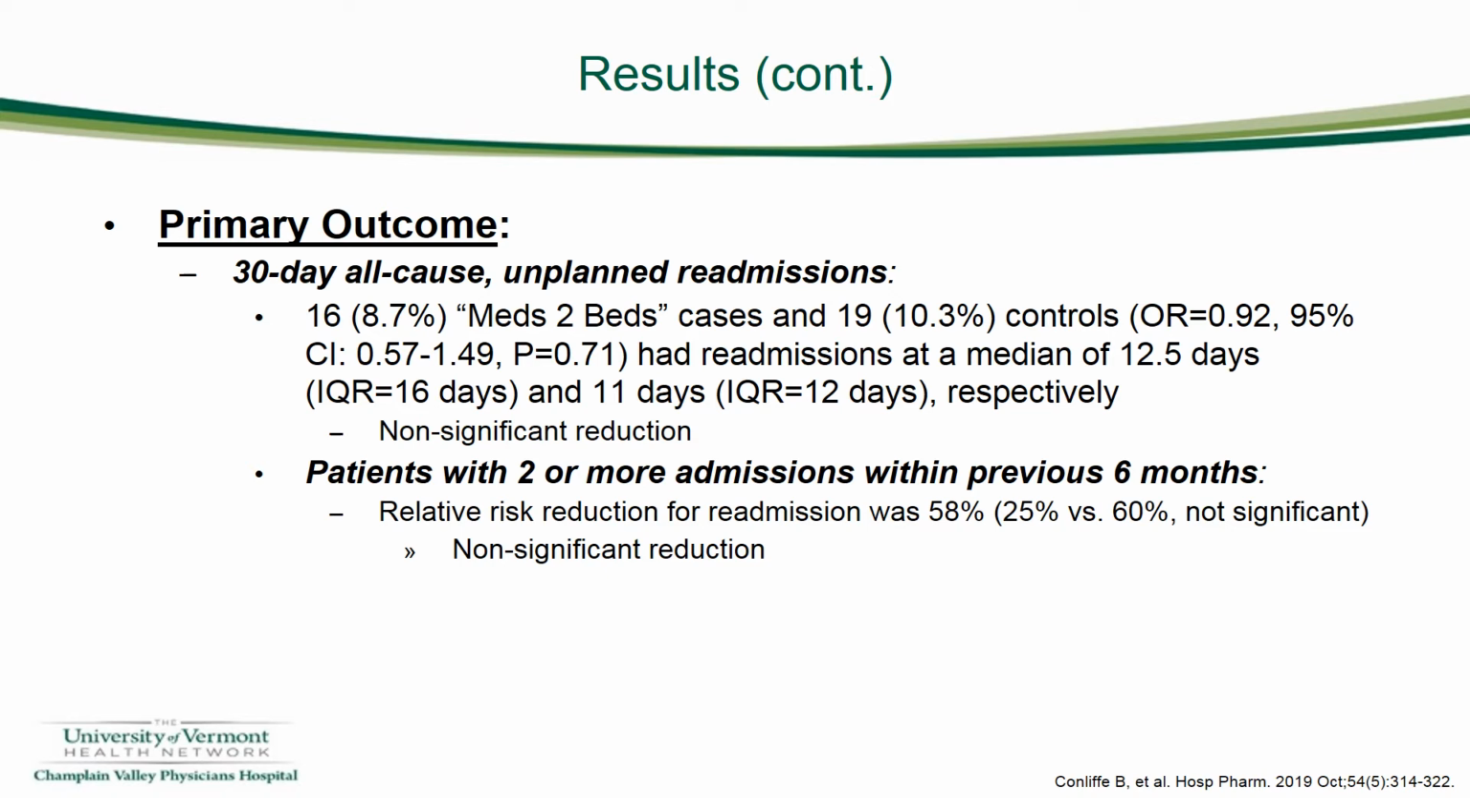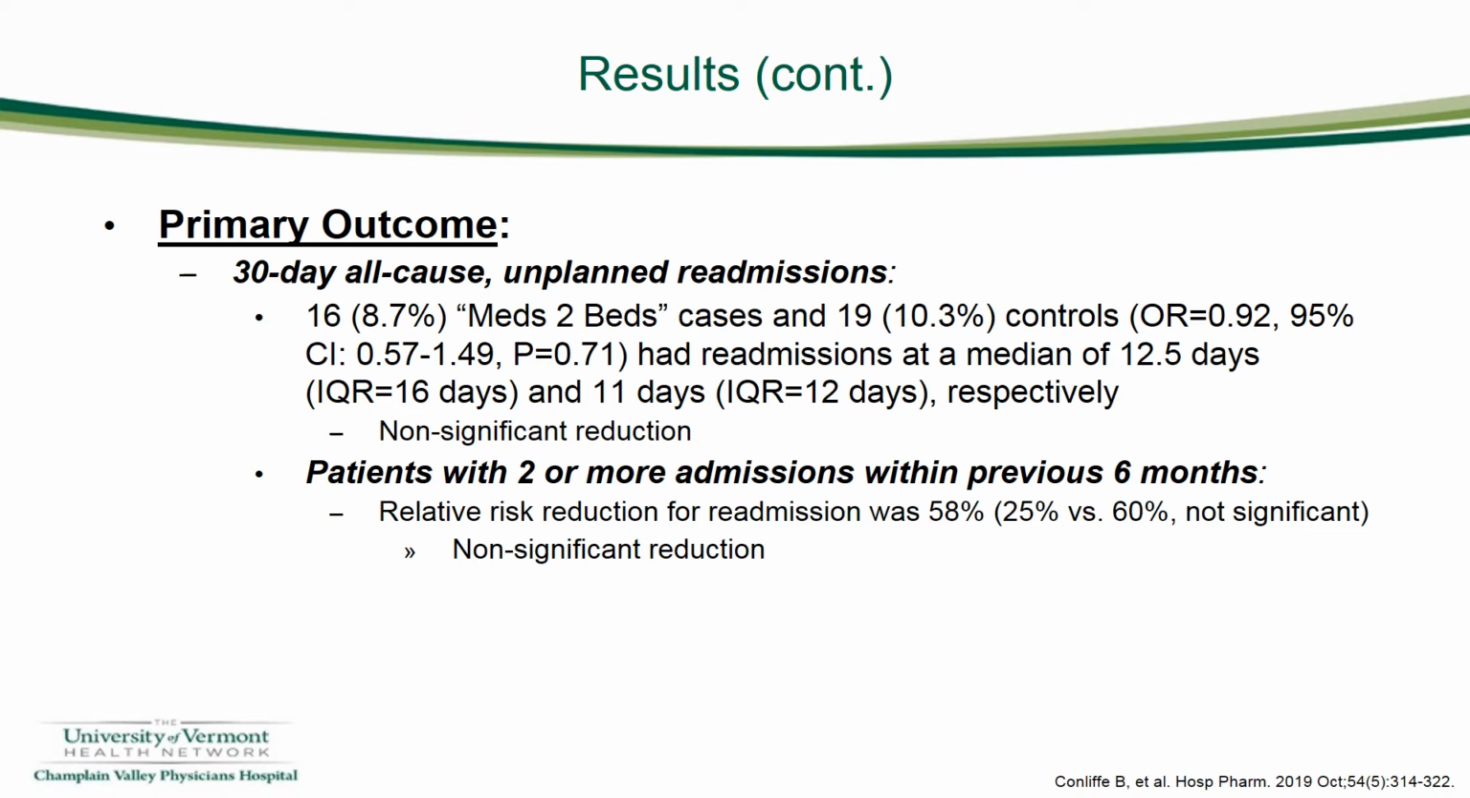As for the results of the primary outcome, which again was 30-day all-cause unplanned readmission, we saw a non-significant reduction in these readmissions with the meds to beds program compared to the control group. So we can see 8.7% of patients in the meds to beds group had readmission, whereas 10.3% of the control group had readmission. And you can see the median time to readmission there was 12.5 days and 11 days between the groups respectively. And again, this was a non-significant reduction.